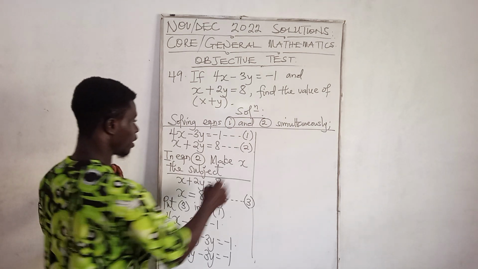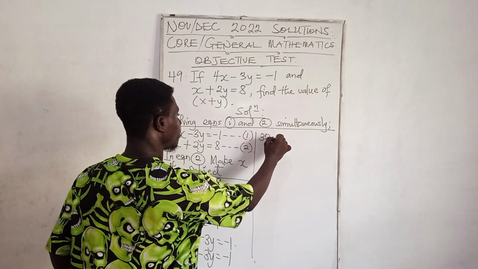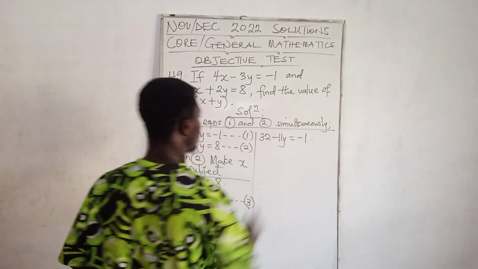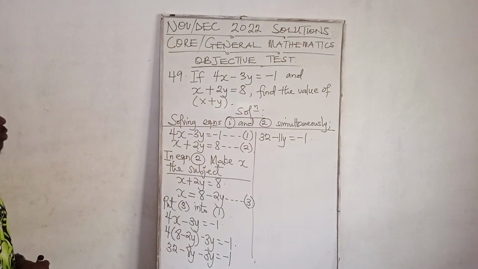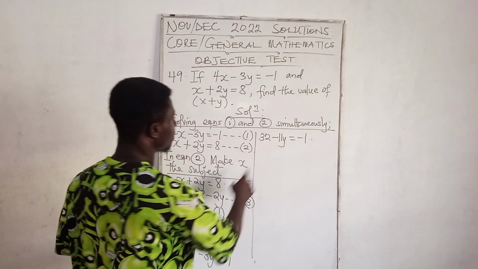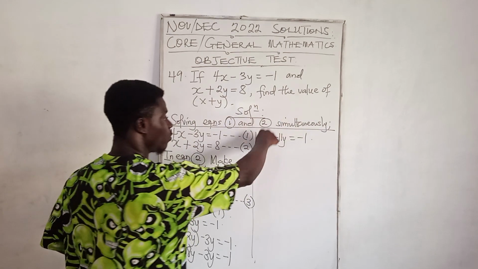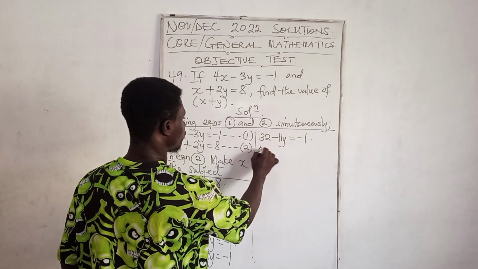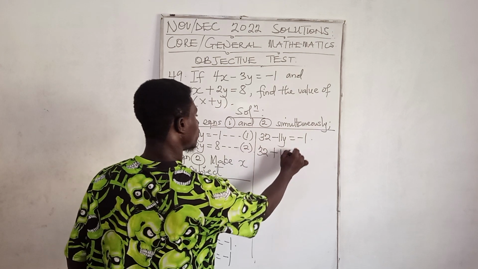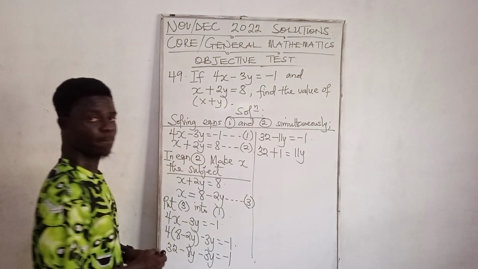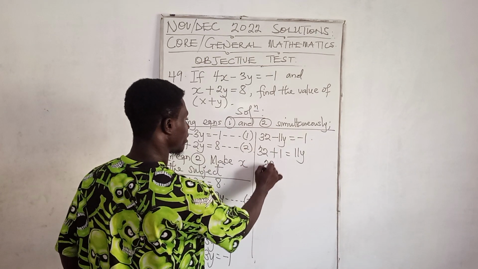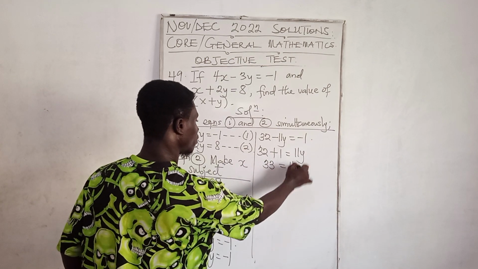Negative 11. So I can write 32 minus 11y equals negative 1. Now here, what can we do? We can group like this. So this one is negative 1. When it crosses the equal sign, it becomes what? Positive. So I get 32 plus 1 equals 11y. So 32 plus 1, we get what? 33, which must be equal to 11y.